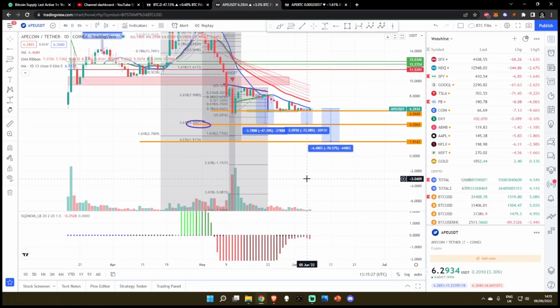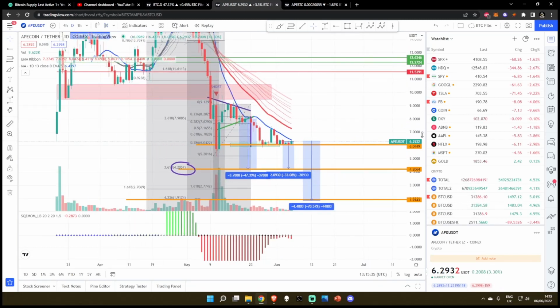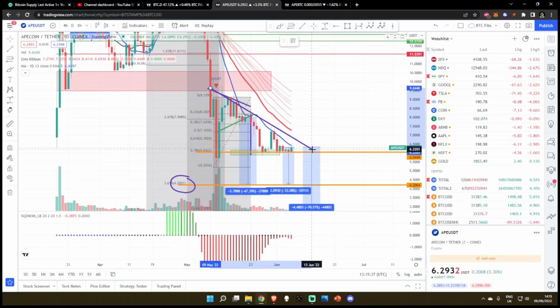I'm not saying Ape's going to zero. I'm actually a fan of Ape in the long term, but in the short term, I'm looking at this objectively. The chart does not look good. It does not look strong. We're not showing really any forms of strength, in my opinion.